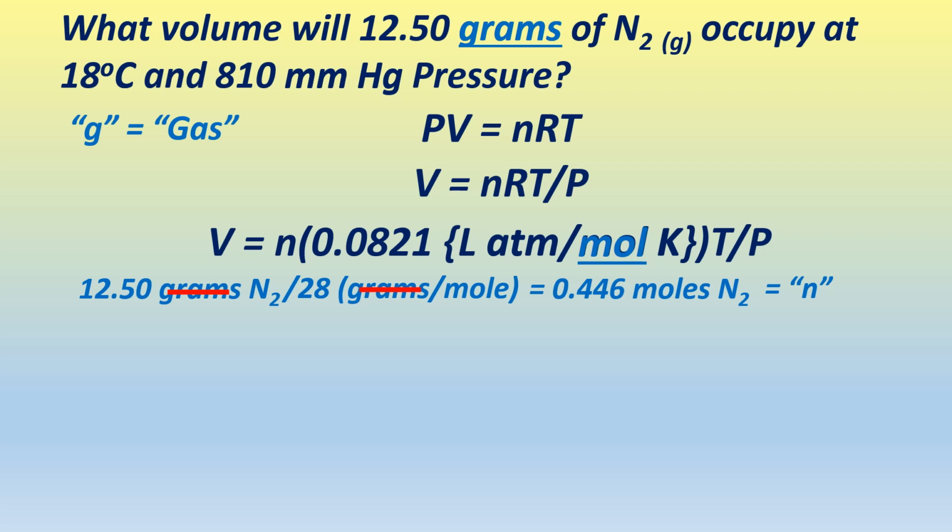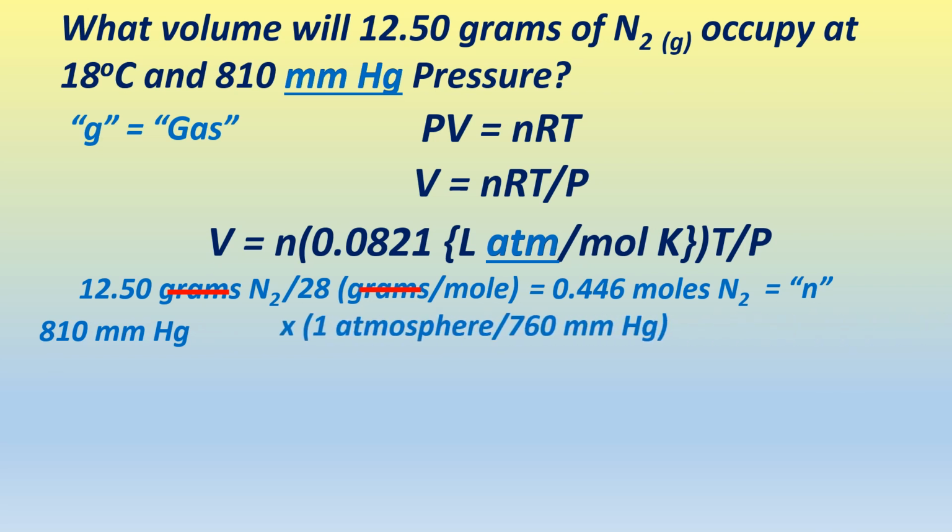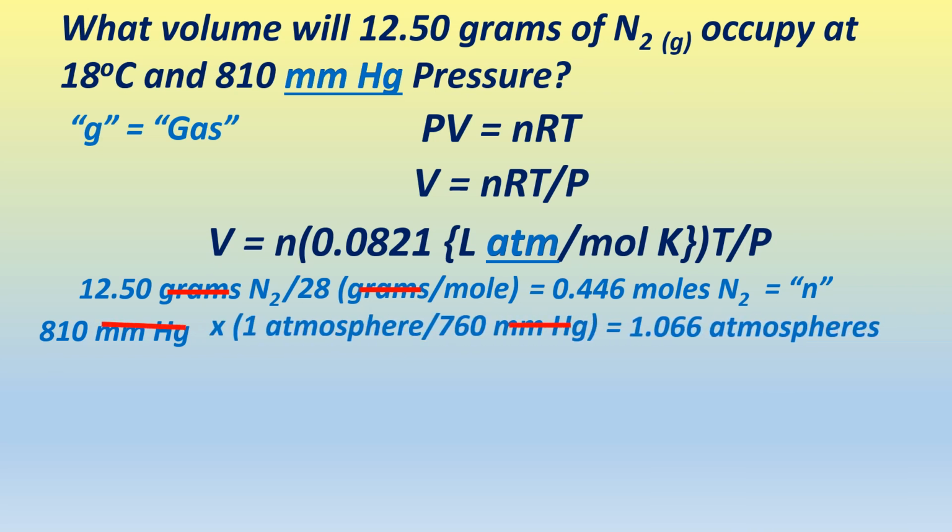The value of R tells us also pressure has to be in atmospheres. On a barometer, there's 760 millimeters of mercury in 1 atmosphere. Dividing gives us 1.066 atmospheres.